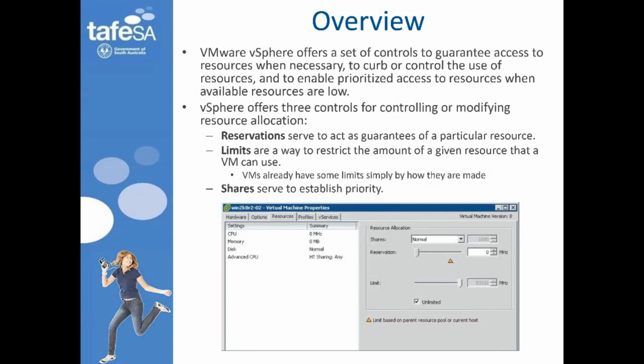Whereas the one we do care about, we want to make sure the limit is not too low so that it doesn't use the virtual memory, for example, where possible. The next thing is shares. Shares is a priority. All right, let's put it this way.